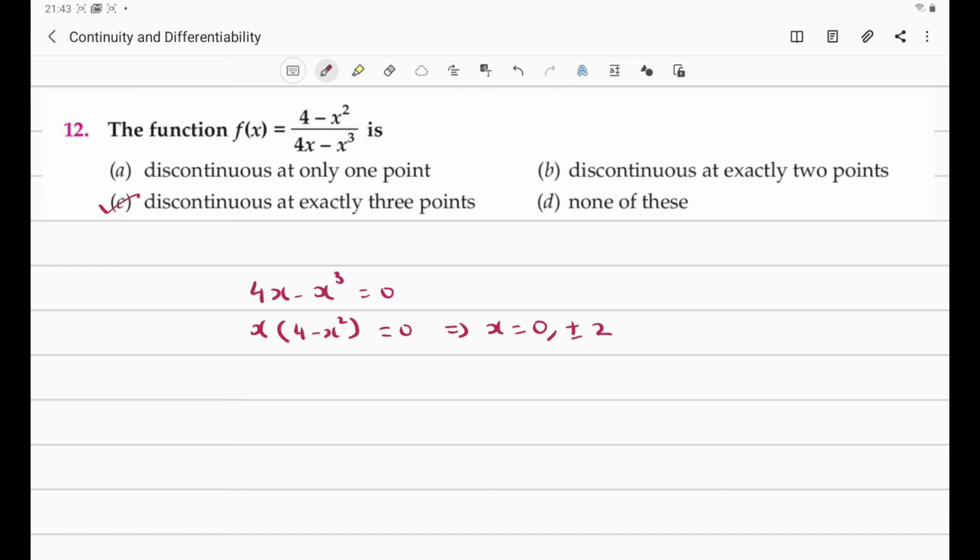And as I told you earlier, we should not cancel out the common factors. Whenever we are solving problems to check for discontinuity, we should not cancel out the common factors. We should take the function as it is given.